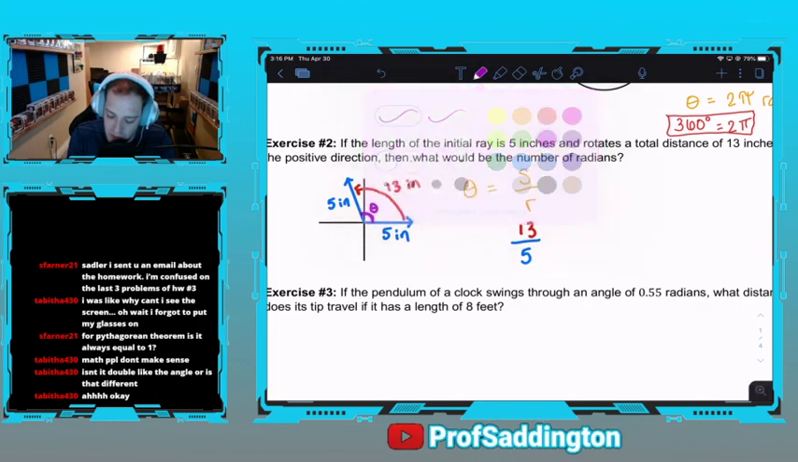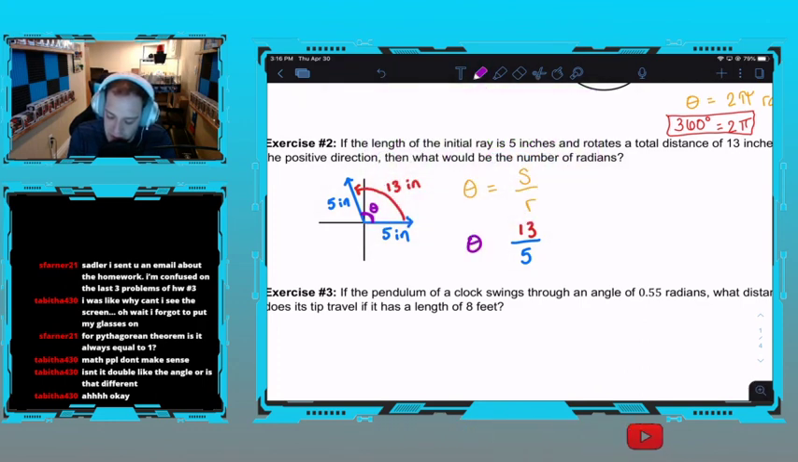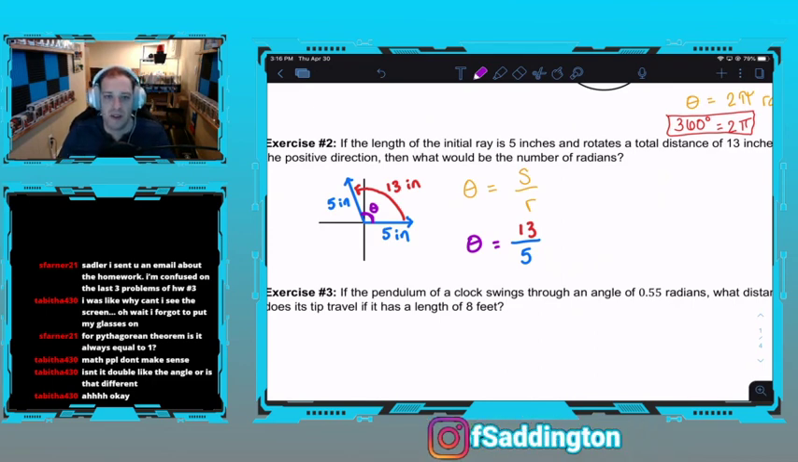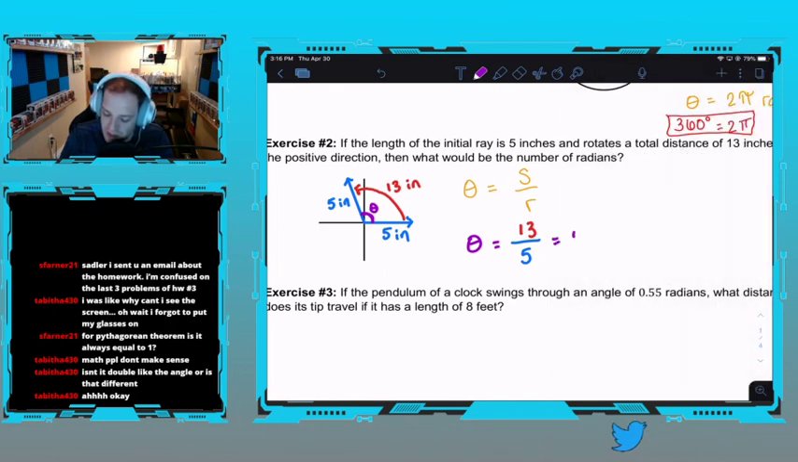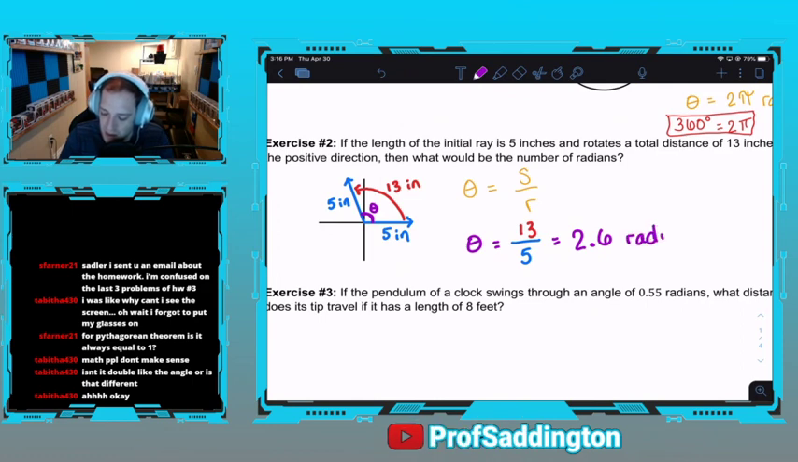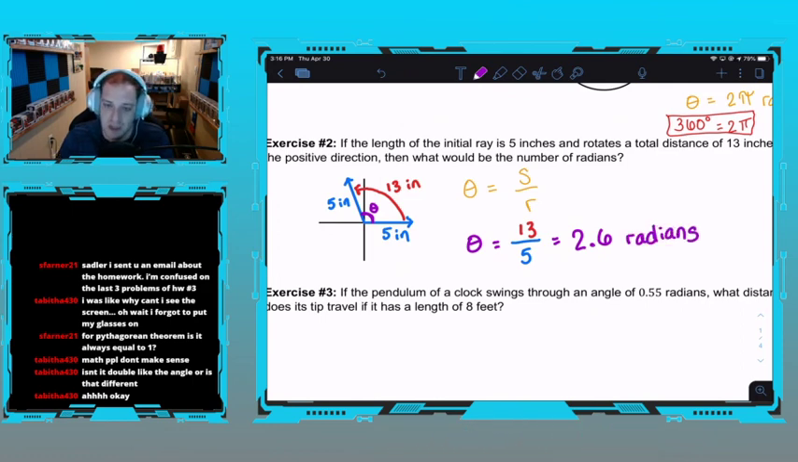The last thing it wants us to do is just find theta. After you plug everything in, theta is really just 13 over 5, which you could reduce if you really wanted to. 13 divided by 5 is going to be 2.6. So in this particular problem, the angle is going to be represented by 2.6 radians.